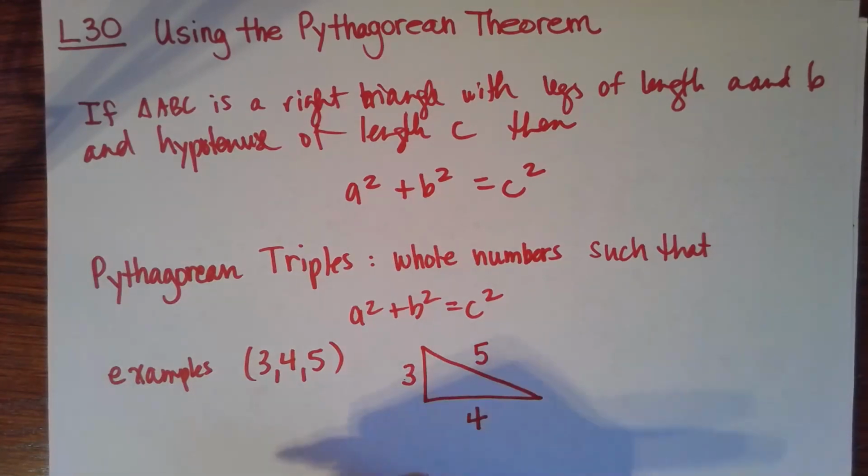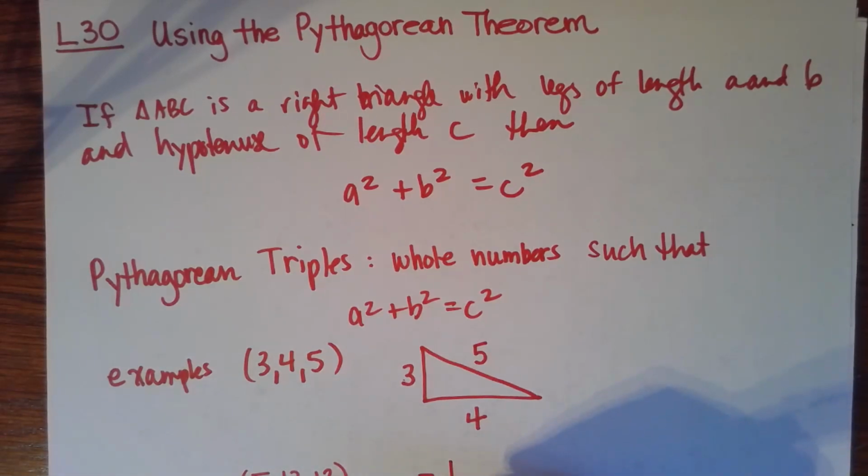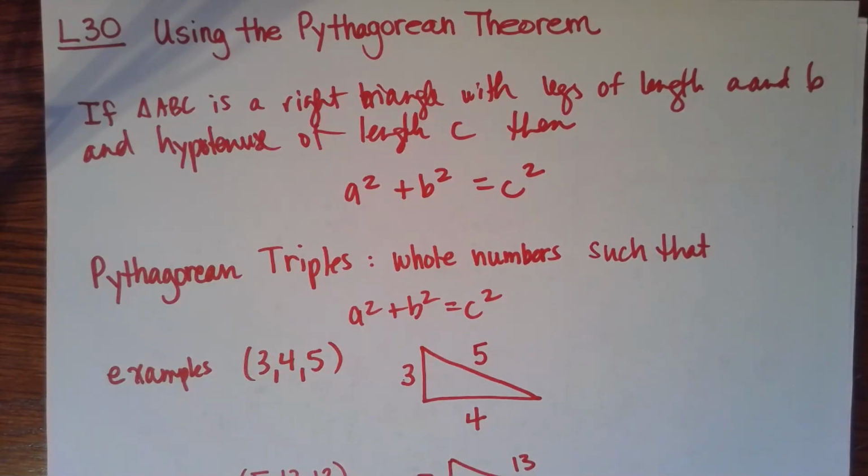Probably another common one that a lot of people know is 5, 12, 13. Here 5 and 12 are the legs of a triangle and 13 is the hypotenuse. 144 plus 25 is 169, and the square root of 169 is 13. There are actually a whole bunch of Pythagorean triples, and it's a good idea to be familiar with them because it can help you easily find missing parts of right triangles. Of course, these have to be right triangles.